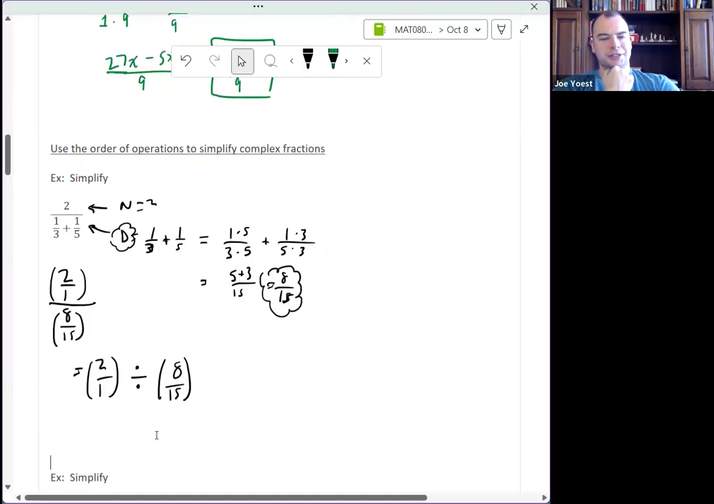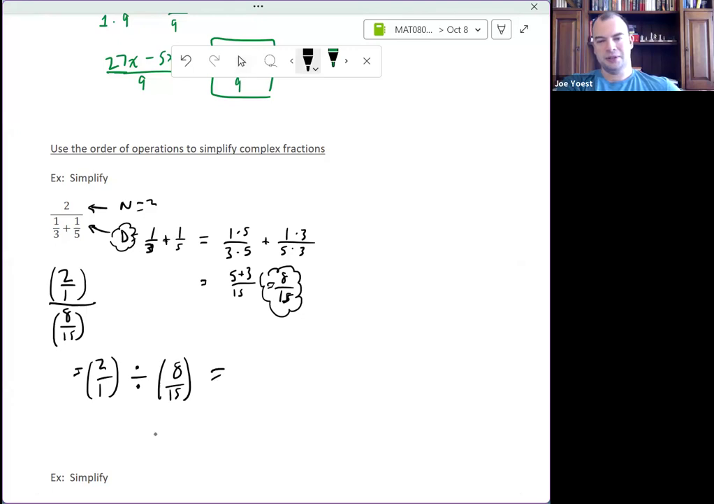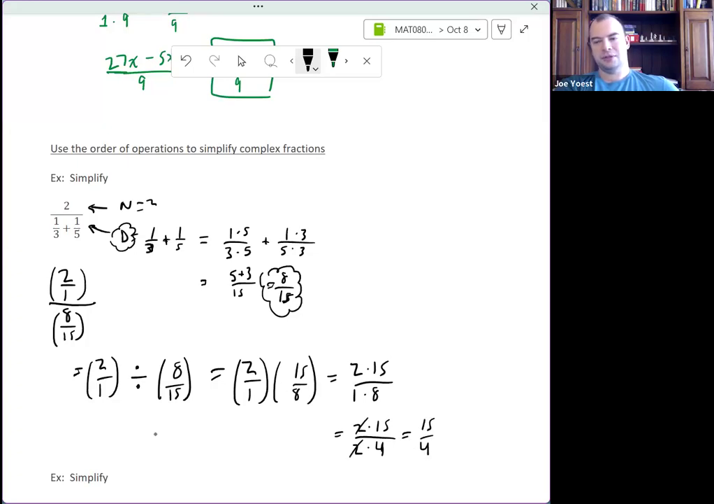I have a quotient of two fractions. And when I have this situation, I invert and multiply, right? I multiply by the reciprocal. I take 2 over 1 times 15 over 8. This gives me 2 times 15 over 1 times 8, or that's 2 times 15. 1 times 8 is just 8, and 8 is 2 times 4. My 2's divide out, I get 15 fourths.